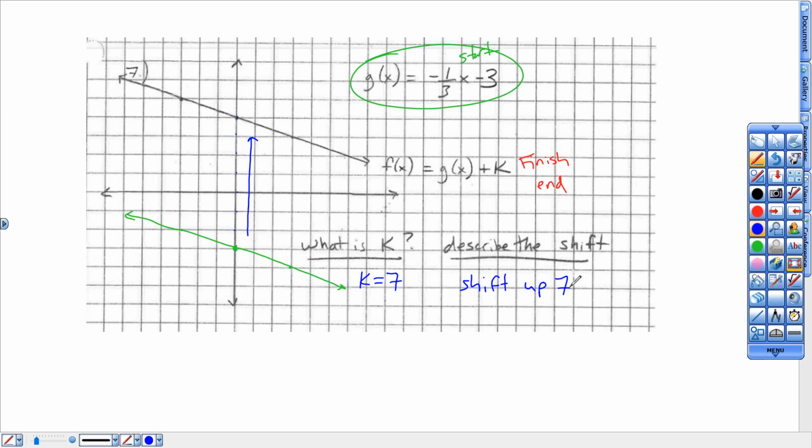Remember, that 7 doesn't give me the new line's equation. The new line's equation would be f of x with that same slope, but then the -3 adding 7 gives me 4, the resulting y-intercept. So just be careful of that. Here we go, moving on.